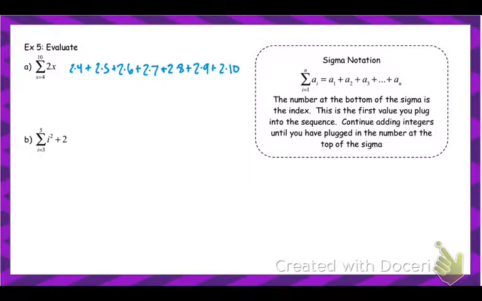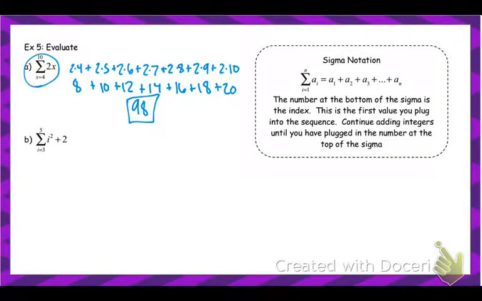And now I can add all these up. So 8 plus 10 plus 12 plus 14 plus 16 plus 18 plus 20. Add them all up together and you get 98. So this whole sigma works out to just be 98.